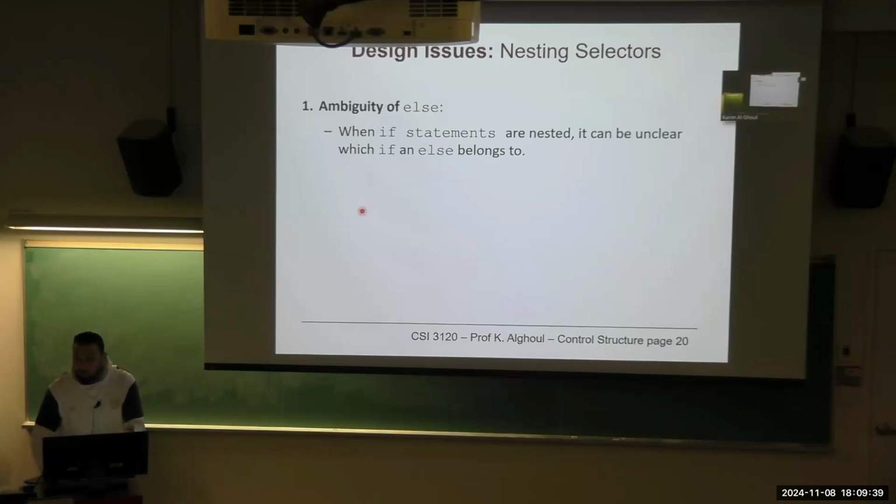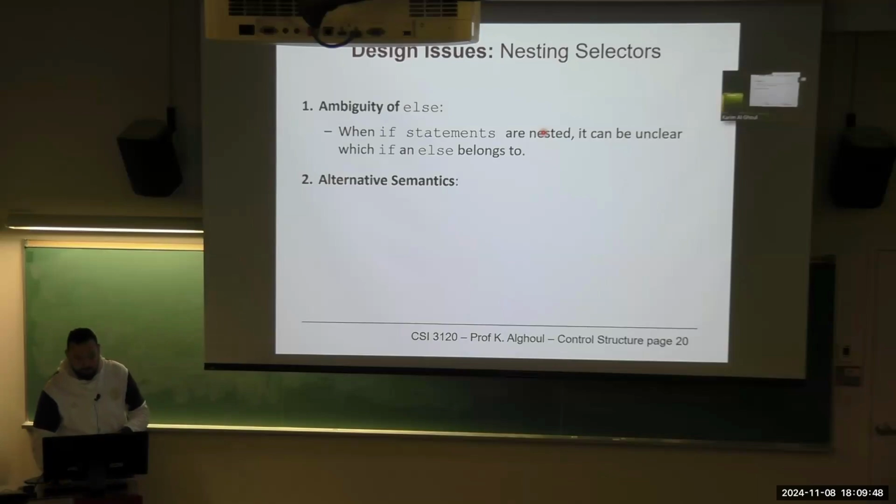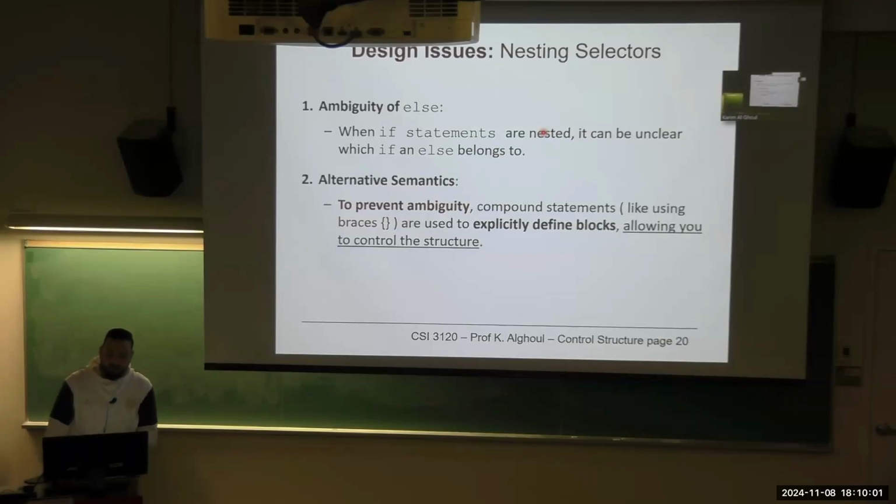So here we're talking about the ambiguity of else when if statements are nested, as we said, and then we're also going to see an alternative semantic. We're going to talk about it in a bit. What do you mean by alternative semantic? When we talk about ambiguity, we're talking about semantics here, because maybe the syntax is clear, but there is an issue of understanding this code. So the alternative semantic is to prevent ambiguity, we can do something, we're going to talk about it.